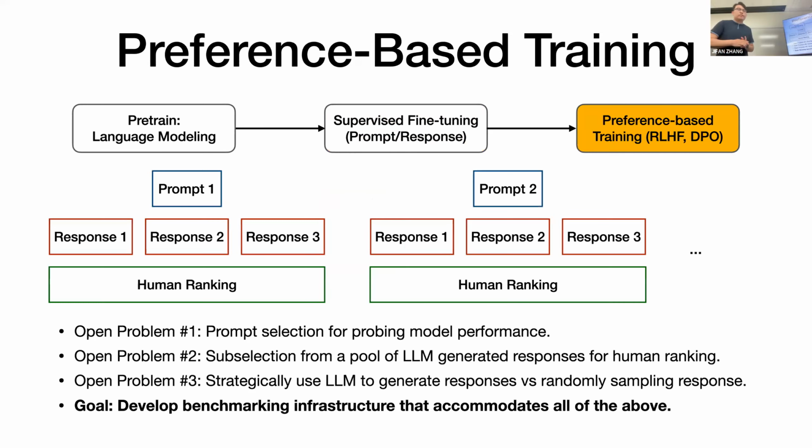For preference-based training, for each prompt you have multiple candidate responses, and you ask people to come in and rank them. So first of all, which prompts do you get people to rank? Which responses do you get people to rank? And there's a third thing that I don't remember what I wrote. But yeah, these are all open problems.